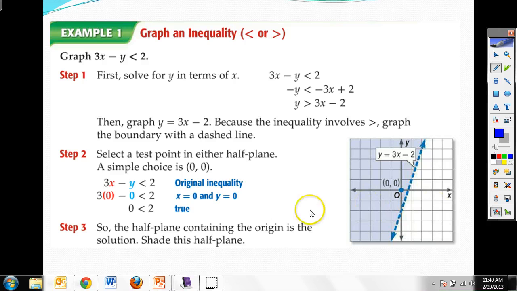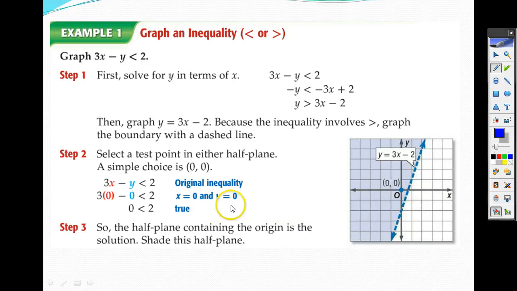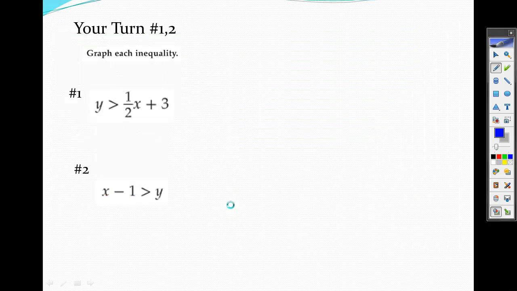Okay, so at this point, I think it is time for your turn. So make sure you pause this video, do your turn numbers 1 and 2. I will provide you with graph paper. Hopefully I gave it to you already. Make sure you graph them on your graphing paper. Make sure you label it numbers 1 and 2. Put your name on it and come back when you're done.